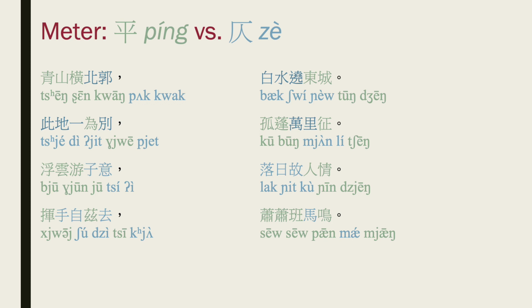Poetic meter involves patterns of alternation between two tonal categories, level and non-level. Here, the level tone words are in green, and the non-level tone words are in blue. The lines of each couplet have opposite tonal patterns, as you see in the first and third couplets, though some of the odd-numbered syllables are free to vary from that strict pattern, as you see in the second and fourth couplets.